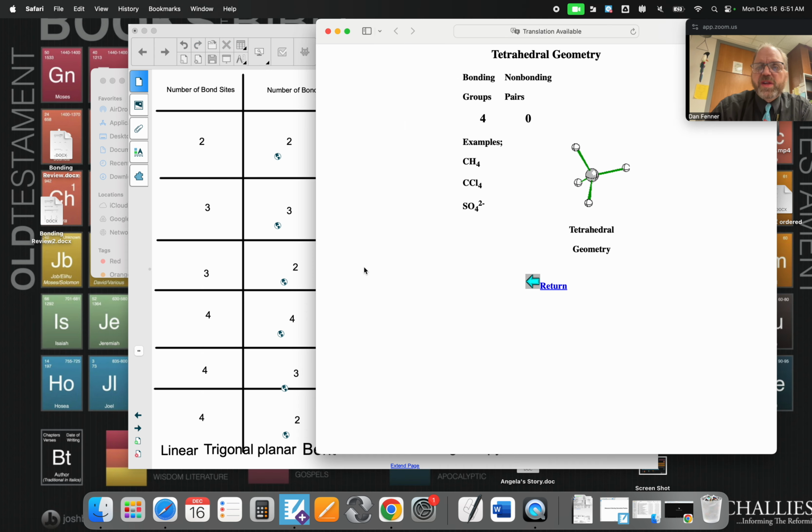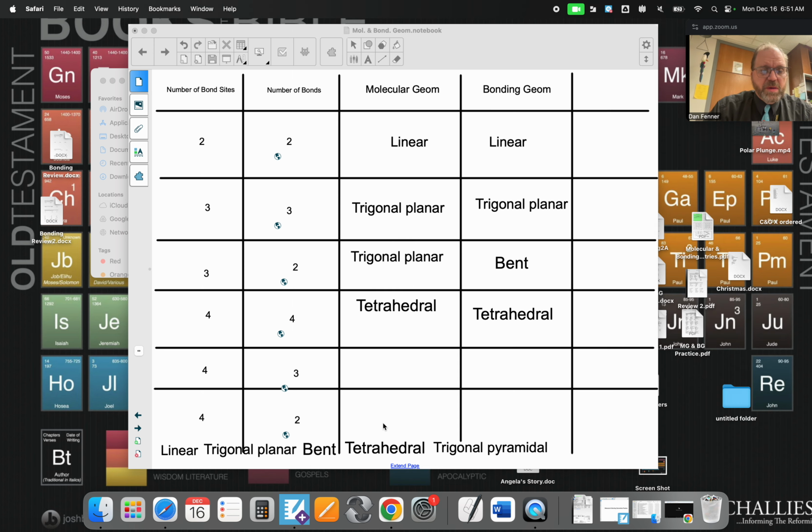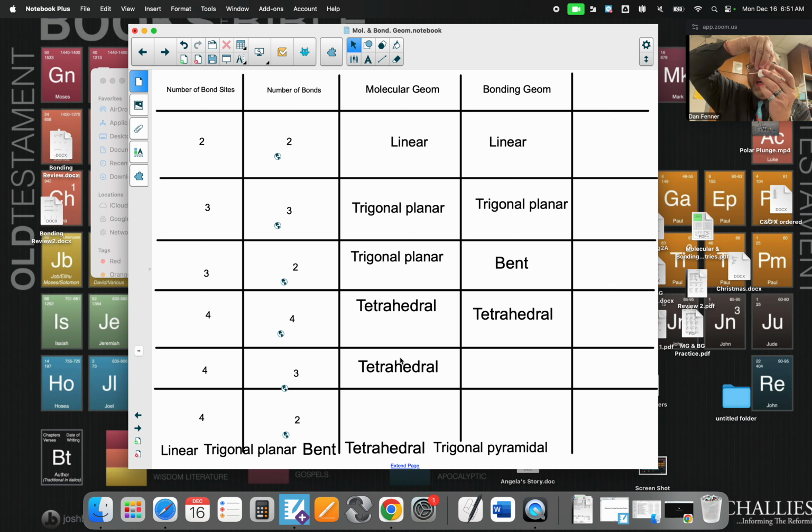And here's the structure. Now, you can see what I have here so that whenever you flip it over, it should always look the same. That's the best way to make it. If you flip it over and it looks different, something's not right. Alrighty. So now, four bond sites, three bonds. Again, molecular geometry is still tetrahedral. But now we're going to lose one. So if we lose one off the top, we've got a triangle here, but it's not flat now. It's a pyramid. So the bonding geometry is trigonal pyramidal.